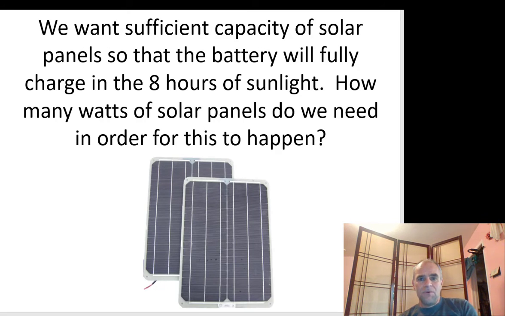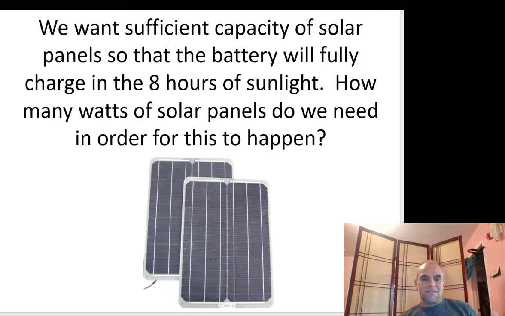Then from there, we want to figure out how many solar panels we'll need in order to charge the battery. And we're going to assume that we have 8 hours of sunlight. Now, I might have mentioned this in class. The sun doesn't just come on and then the solar panels are working 100%. The sun rises, and it's not until close to midday that the solar panels are producing as much as they can. And then it starts going down again towards the evening.